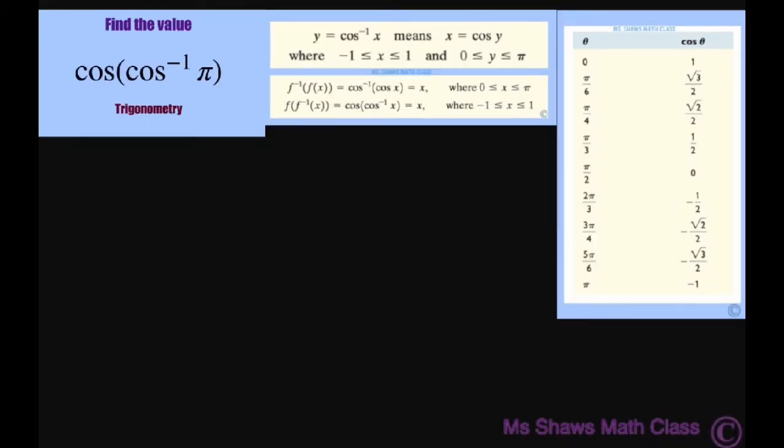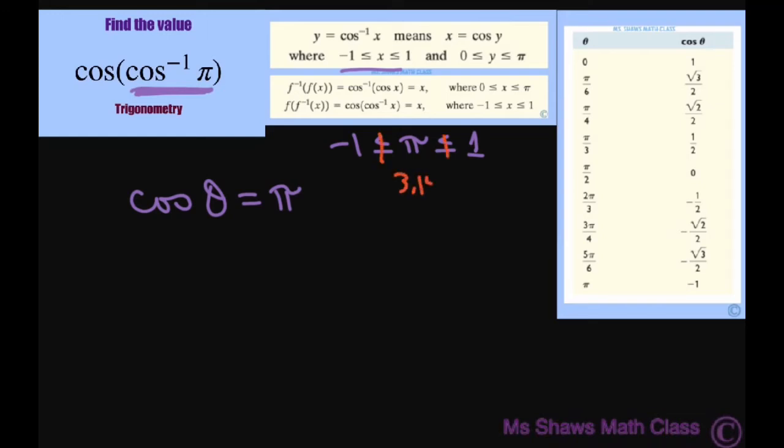Now, I gave you another one that's very similar, but it's with cosine. So if you want to pause the video and try to do this one, you can. But basically, we're going to write this as cosine of theta, and I'm just looking at the inner function here, equals pi. All right, so when you're looking at that, that means we have to be between -1 and 1. And it's not. Pi is 3.14.